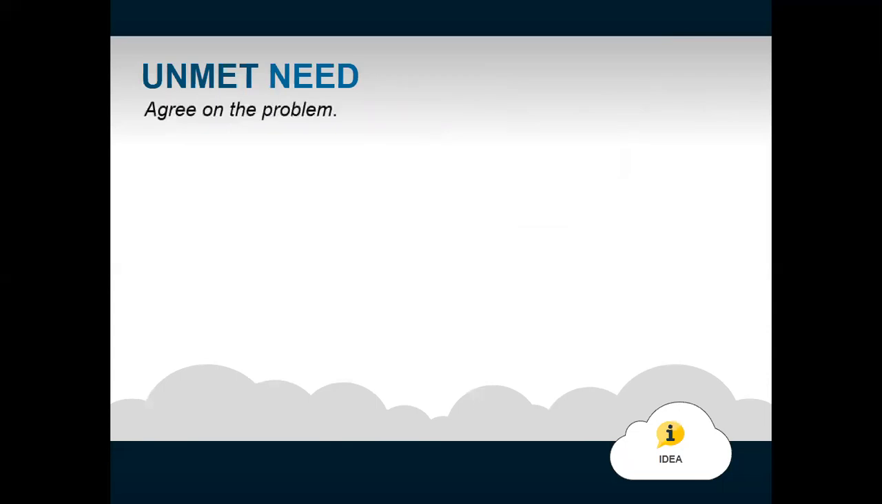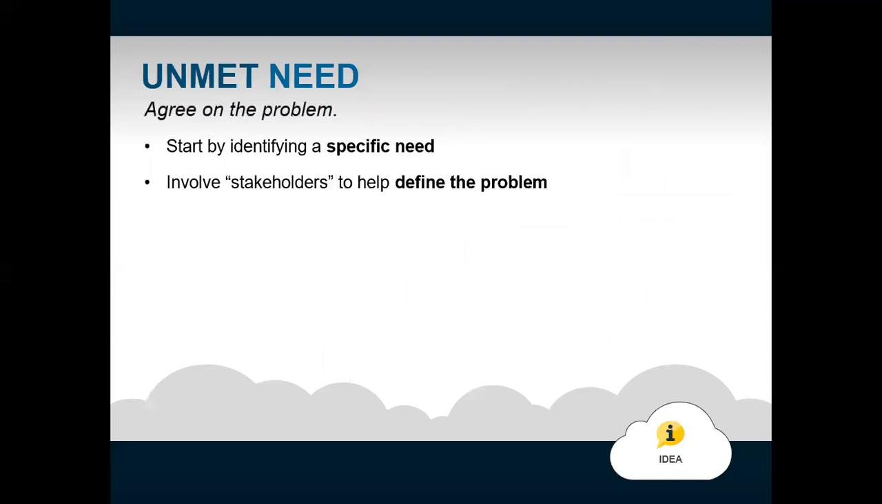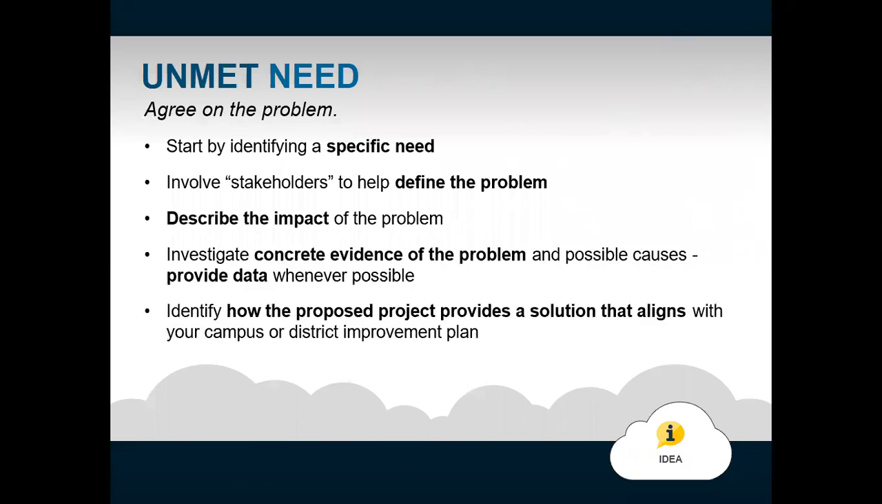So the first thing that you want to do is agree on the problem. And so you want to start by identifying that specific need. There may be stakeholders that can help you define the problem that you're looking at addressing, and it may be that those are fellow staff members, it may be that they're parents, it may be that they're other members of your community, but you want to be sure that you're able to describe the impact of the problem and then provide some concrete evidence of the problem and the causes.